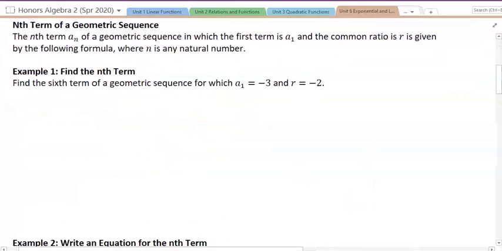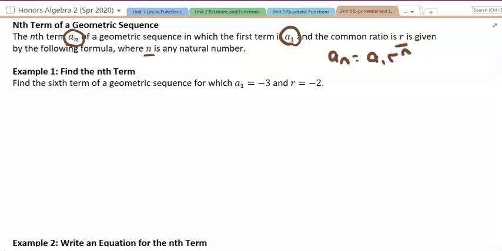The nth term of a geometric sequence, labeled a sub n, is the term in which the first term is a sub 1, and the common ratio r is given by the following formula, where n is any natural number. And so the formula is this. It is a sub n is equal to a sub 1 times r to the n minus 1.